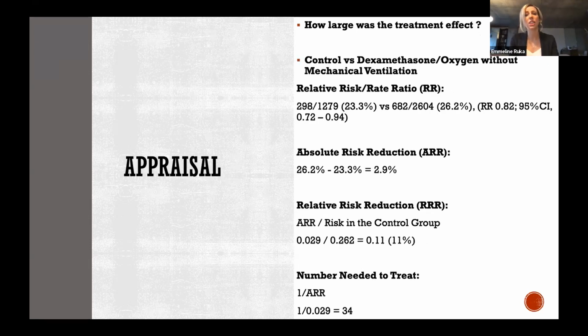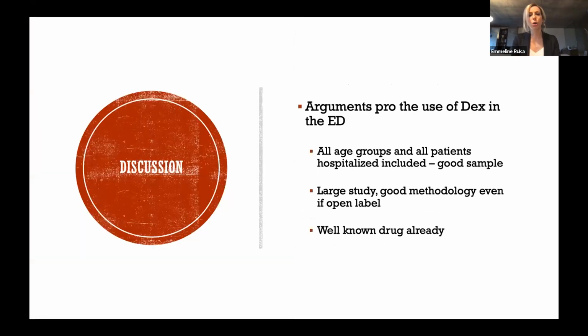And again, I did it for the control group versus the dexamethasone on people who were on oxygen only. They had an absolute risk reduction of 2.9% with a relative risk reduction of 11%, and a number needed to treat of 34. So the argument for using dex is basically the strength of the trial, because this trial is the only really robust one we have, the biggest, the largest one, so the one from which we can draw the most conclusions.